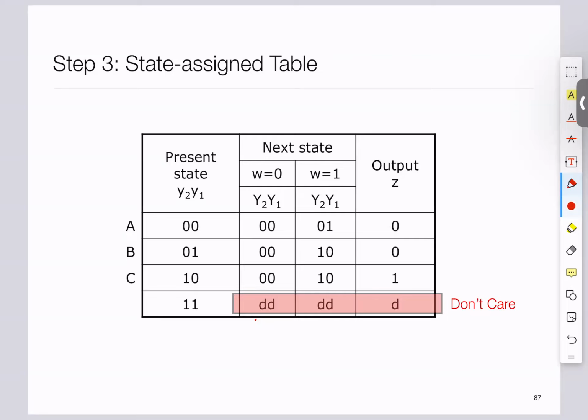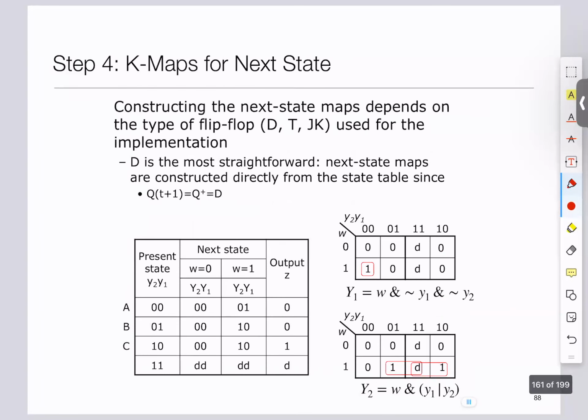And then this table and this table are basically just replacing A by 00, B by 01, C by 10. At this point, I have 3 functions to implement: the function for y2, the function for y1, and the function for z. So we systematically write down Karnaugh maps and do stuff like that. What kind of Karnaugh maps you use depends upon the type of flip-flop you have. So we can create state machines using any kind of flip-flop.